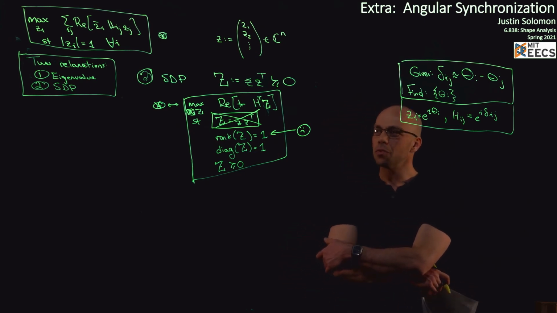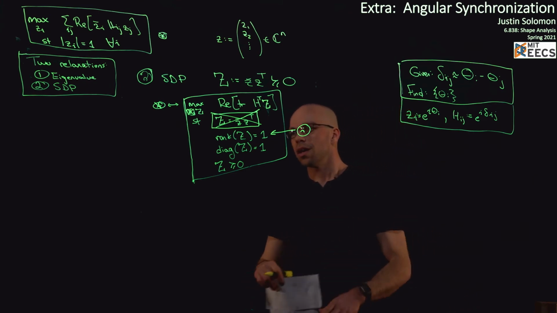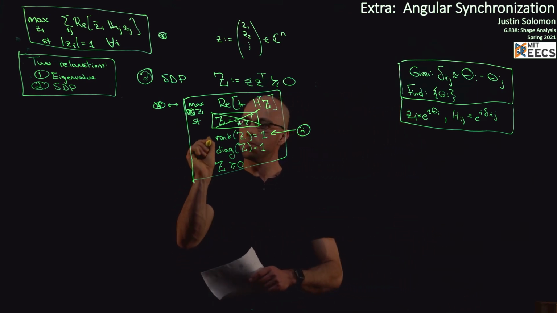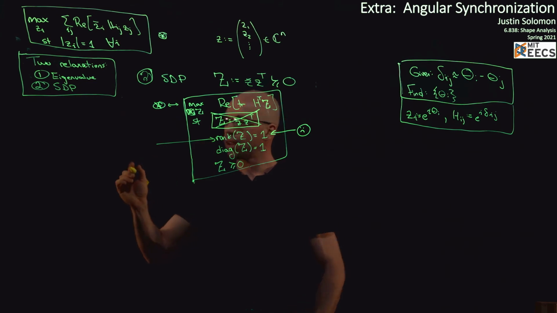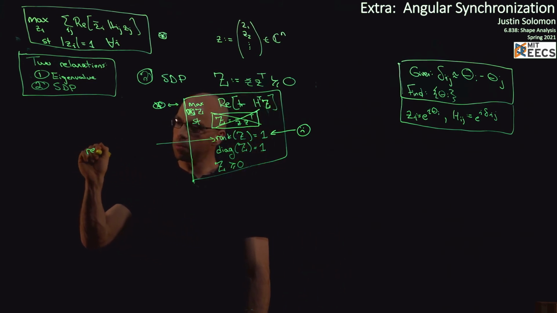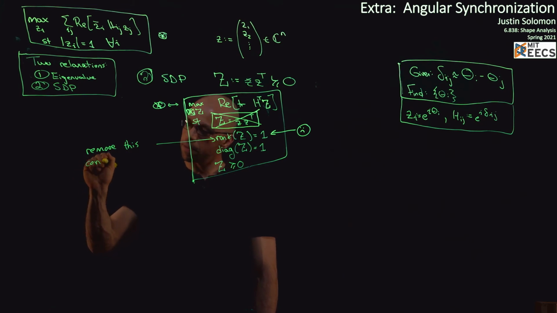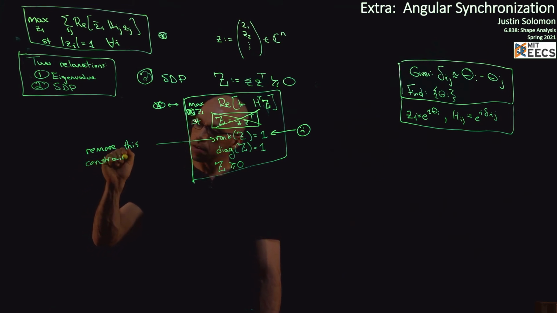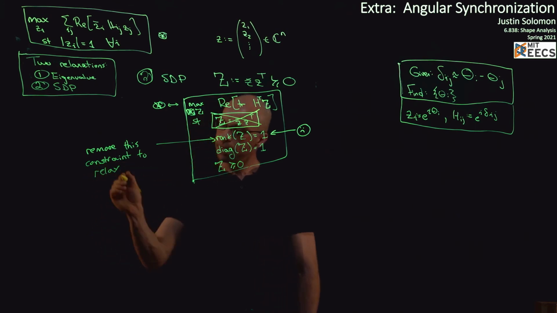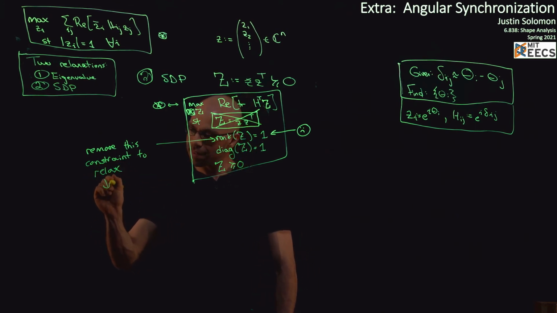So what do we do in our relaxation? Well, our relaxation simply removes this constraint. Okay, so what we're going to do is remove this constraint to relax our problem. And what we're left with is a convex optimization problem.